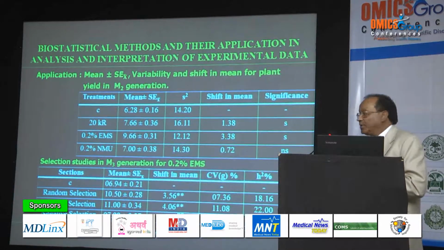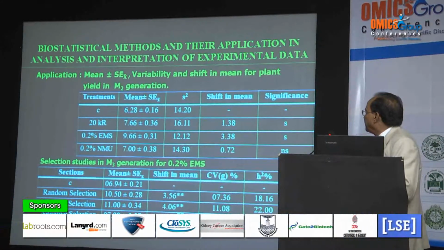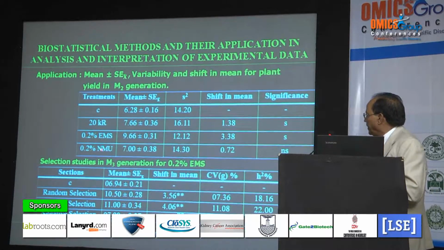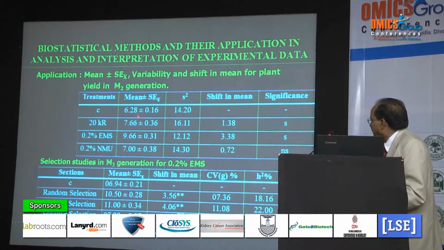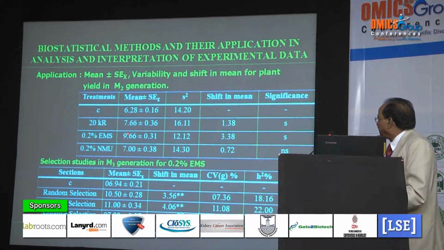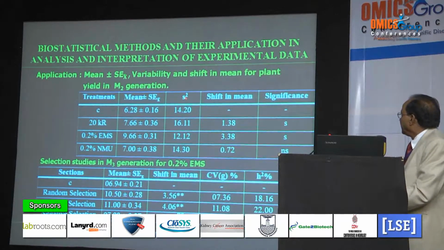This is the part which I want to talk about, because this is the application part. Here I have taken the mean plus or minus the standard error of the mean, and the variability and shift in mean of the plant yield in the generation. Here I have taken 20 kR, 2.2 kR, 2% EMS, 0.2% LMU, where I have seen the mean values. They are showing quite an impressive trend, but the variability is less and the shift in mean is more, though the value is significant.